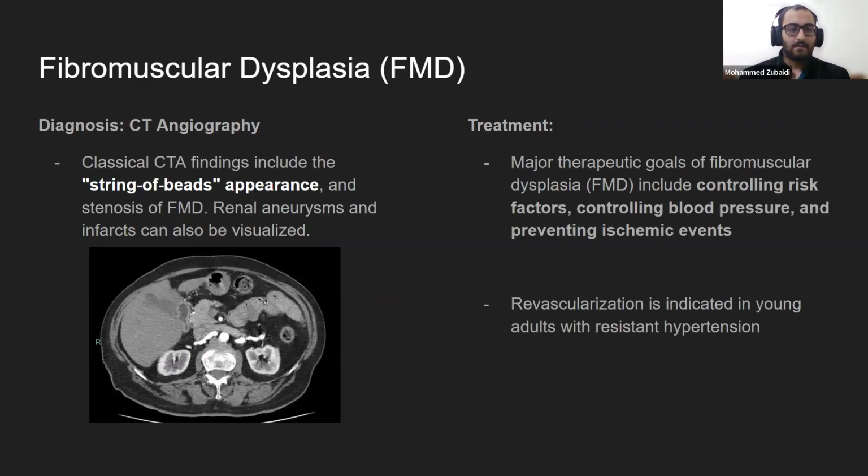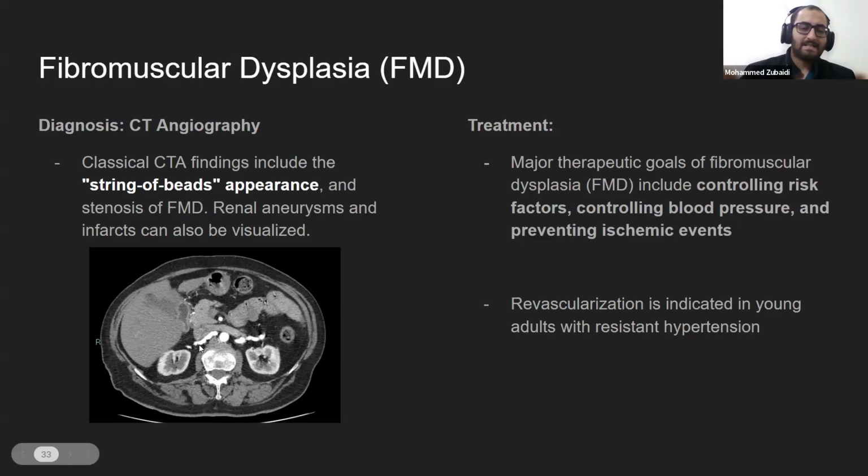Diagnosis, as in SCAD, is imaging. The cornerstone is CT angiography. We can see a string of beads appearance. So in this image here, a CT from Radiopedia, we can see that this is the aorta here, and the right and left renal arteries, and we can see a string of beads here.